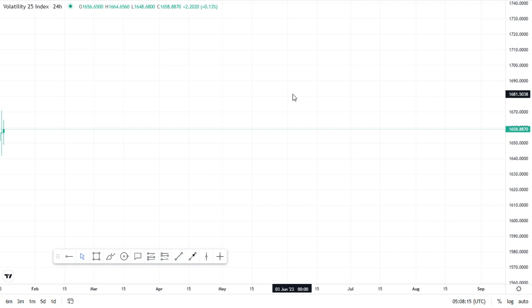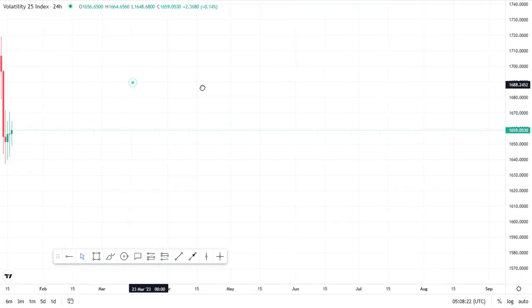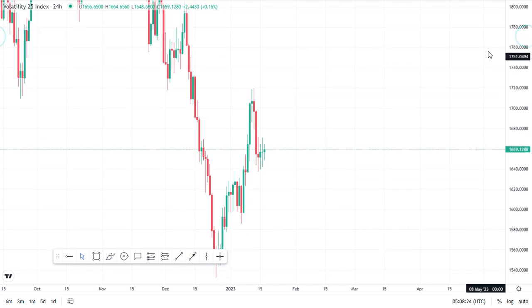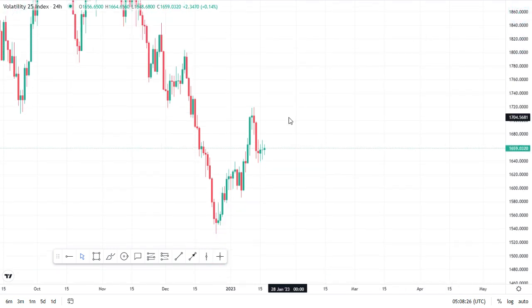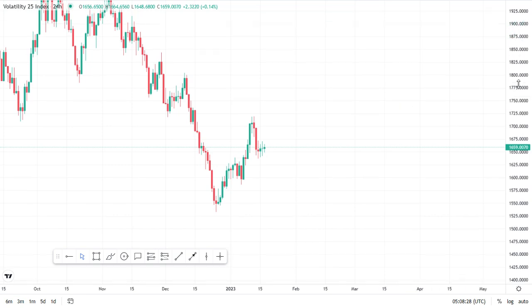Okay, so now let me share this important information with you. But before then, we can actually go to the chart. You can actually go to the chart and view these patterns, and check out these patterns.